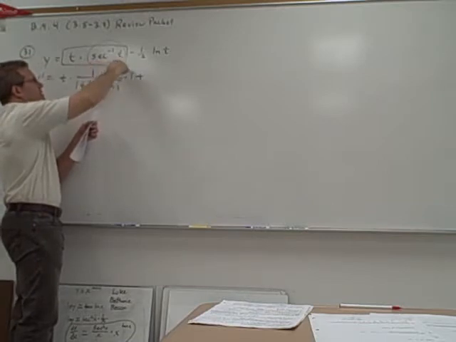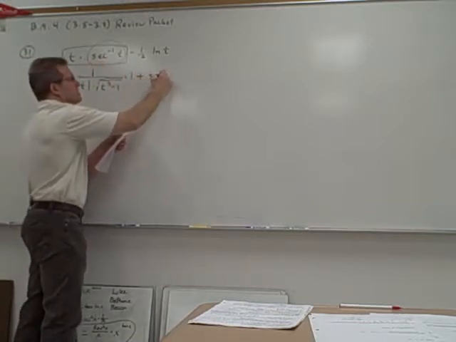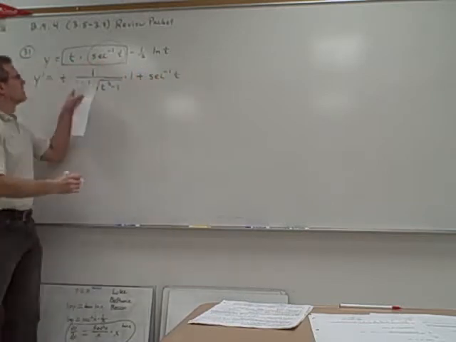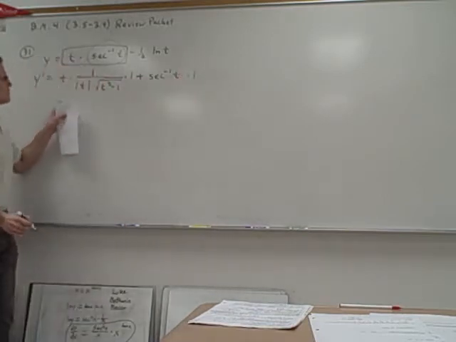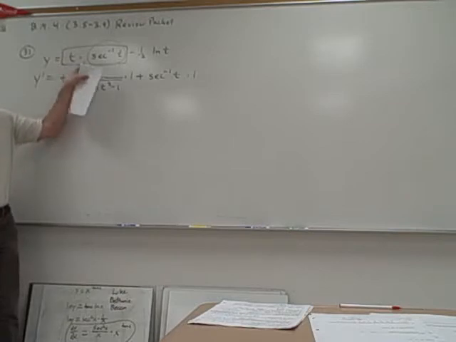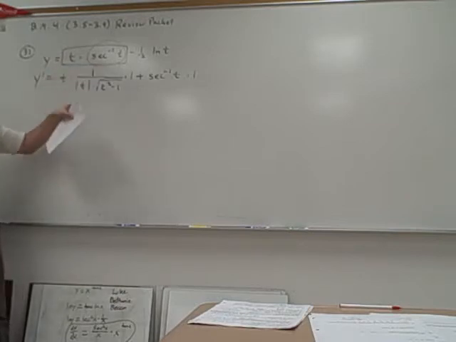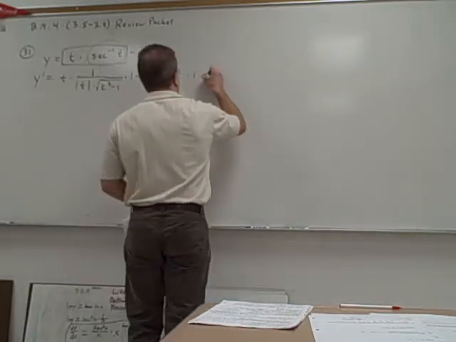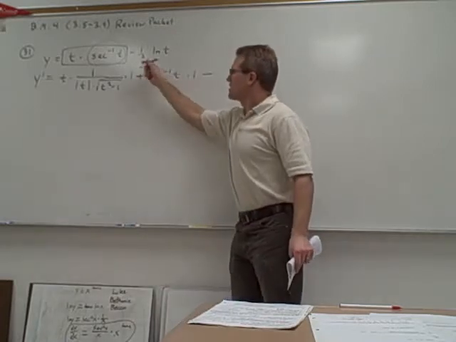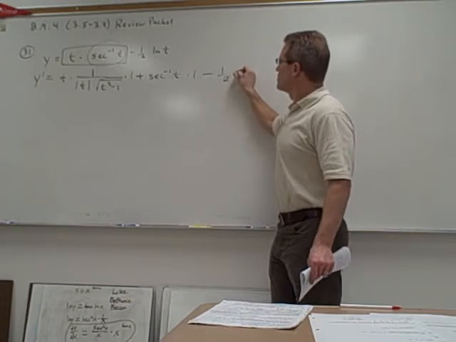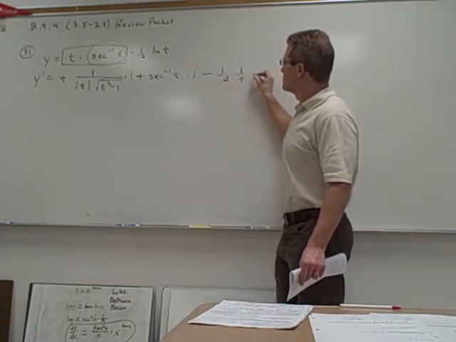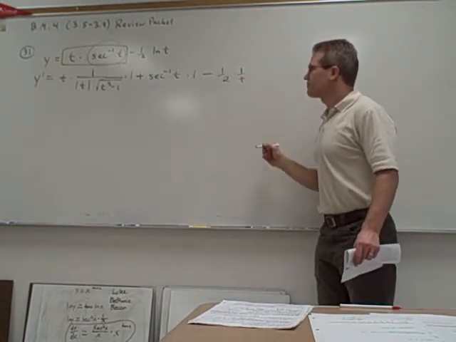Plus, then you copy down your second function, inverse secant of t, times the derivative of t, which is 1. So that's your product rule on the stuff in the box. Minus, then you copy down your constant of a half. The derivative of natural log of t would be 1 over t times the derivative of t, which would just be 1.